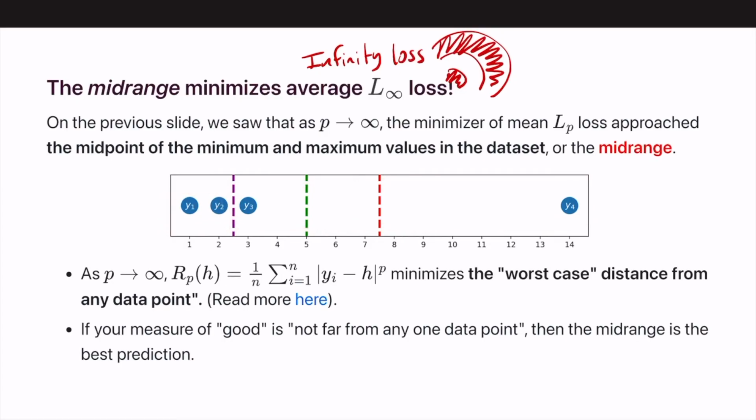But the mid-range only cares about your two extremes. So it's kind of agnostic to any other data in your data set. And is that a good loss function? Is that something that you want to be able to capture in, for example, this constant model?